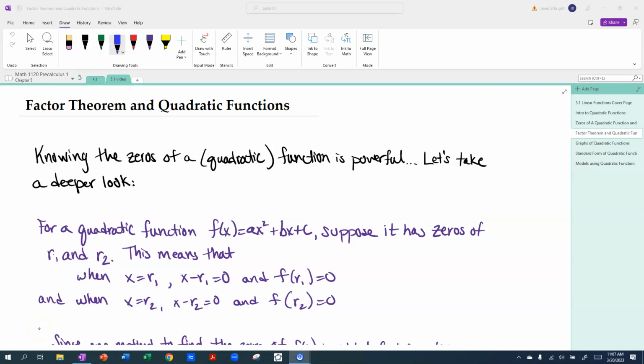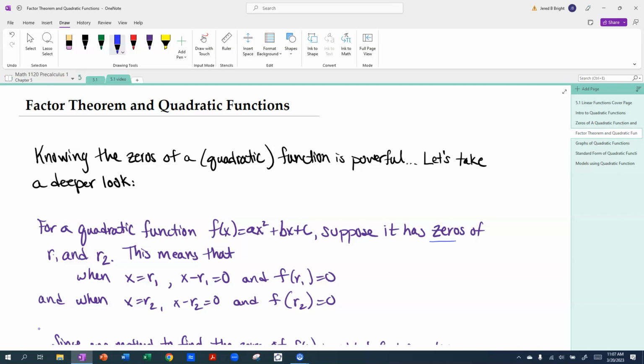We now know how to find the zeros or the roots of a quadratic function, and actually knowing this is super helpful because here's what we can do. If we think about a quadratic function, ax squared plus bx plus c, we know it has two zeros. It could be repeated or they could be complex for now, whatever. It's going to have two of them.